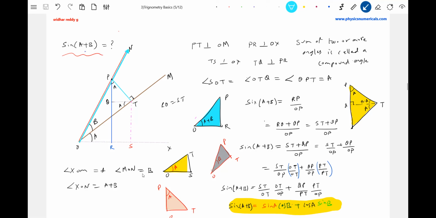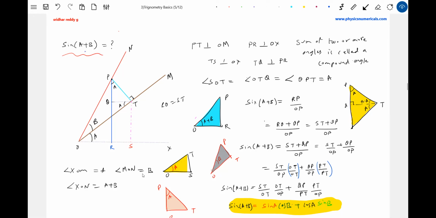Now, sine of A plus B, I'm trying to ask. Definitely, as you rotate, what will happen to the height of the triangle? It is going to vary. So sine of A plus B will become a compound angle. Sine A we know: if you know OM and this angle A, you can get the height of the triangle. Similarly, if you know ON, then what is sine of A plus B? That is what we are trying to calculate here.